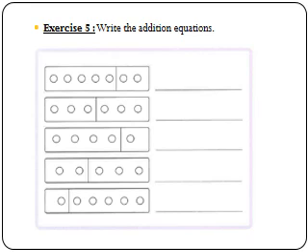In exercise 5, we have to write the addition equations. Now we're going to count the number of circles. 1, 2, 3, 4, 5. We write number 5. 5 plus, how many circles do we have here? 1, 2. Equals, let's count them all together. 1, 2, 3, 4, 5, 6, 7. 5 plus 2 equals 7.